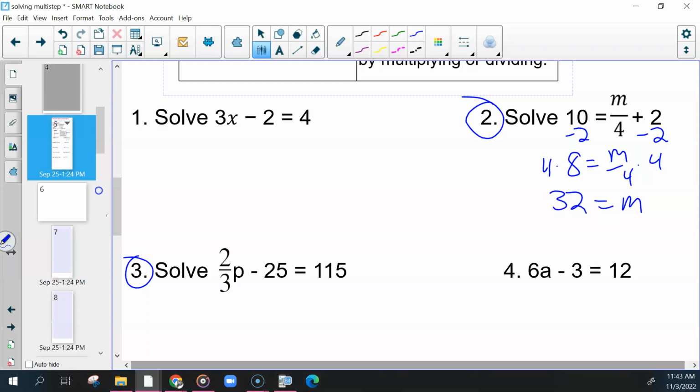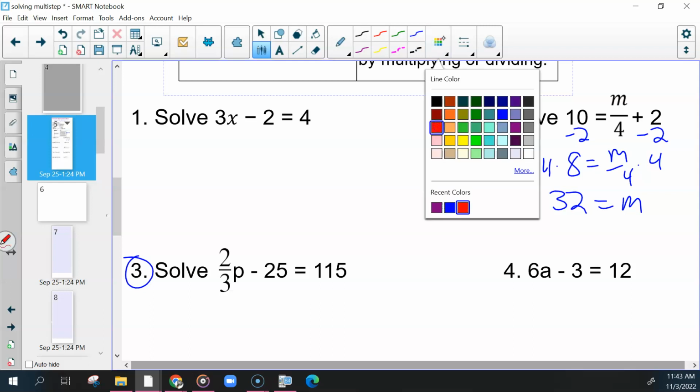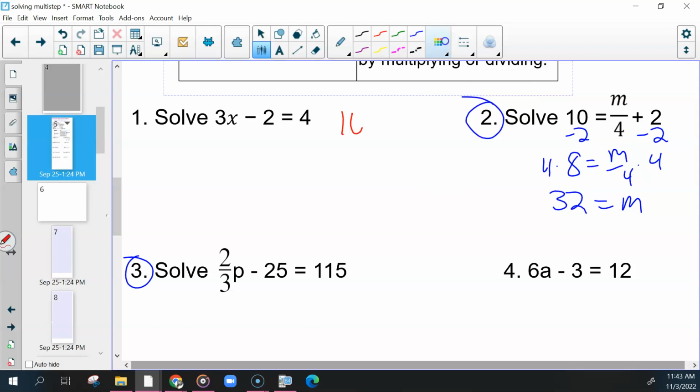And then we want to make sure this works, that we didn't just solve it and get an answer that may have not worked. So if I put 32 back in, 32 divided by 4 is 8. 8 plus 2 is 10, so that works. It is a true statement. So that would be one way to solve it. This would be the other. I'm going to rewrite it right here.